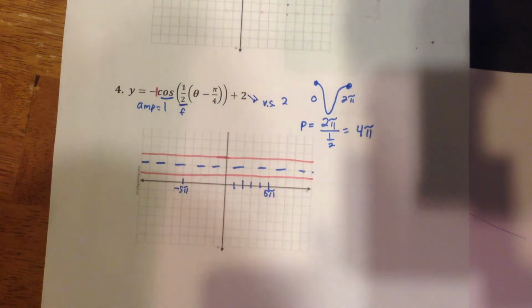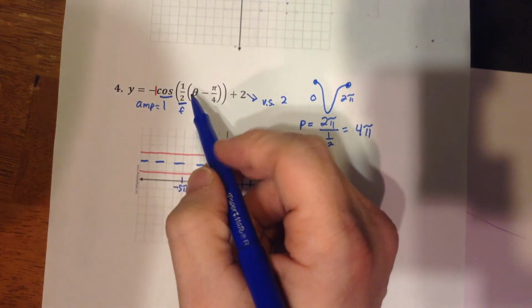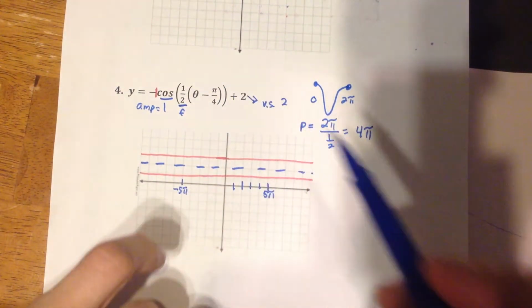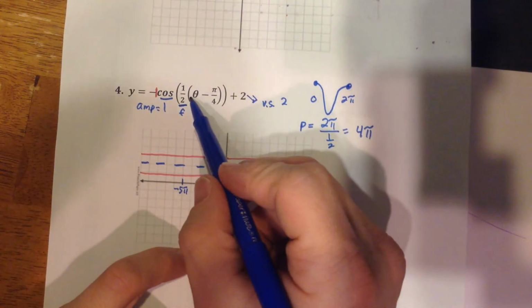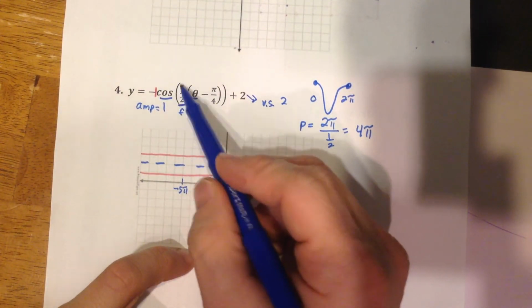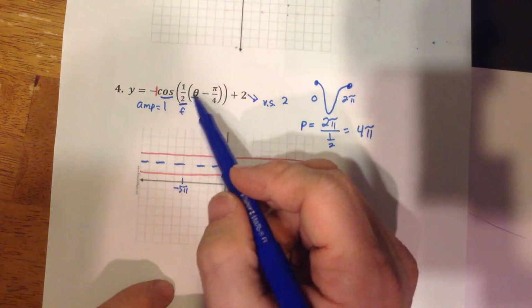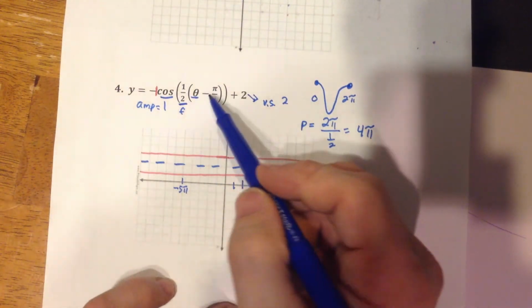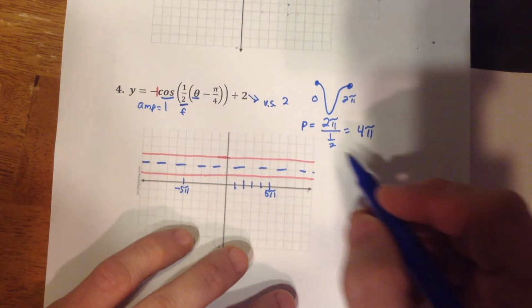Alright? And this, by the way, when you're calculating the horizontal shift, it's very important that this theta coefficient is always separated from that. The coefficient of theta is always separate. If it's not, you're going to have to factor it out, even if it makes a fraction here. So pi over 4 is our shift.